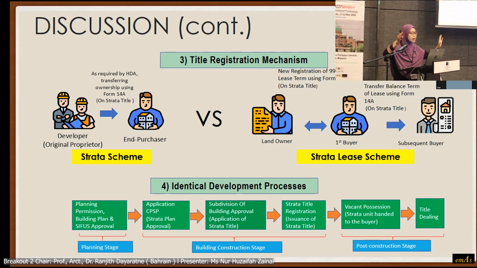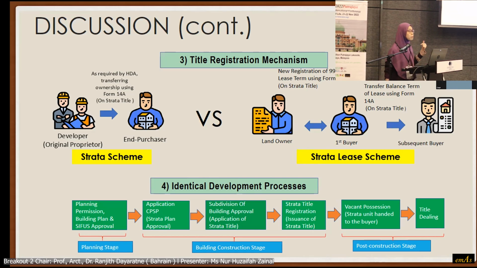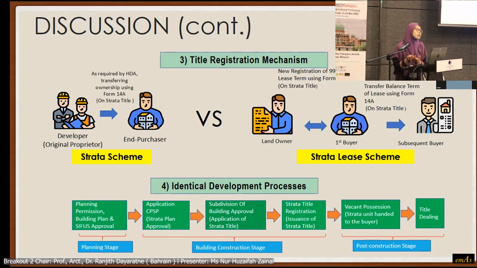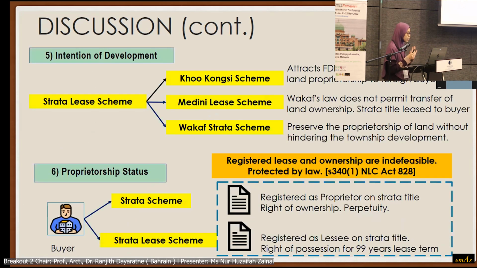They have the same development processes: the planning permission, the building plan application, the certified strata plan application, the subdivision of building application, the issuance of strata title, and also the registration of strata title. It is the same. Okay, and finally, what we found is, why is there a separation?